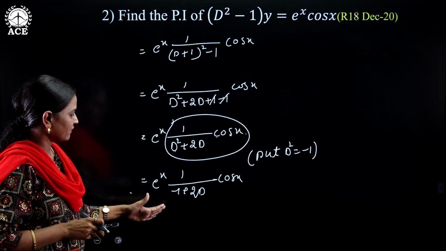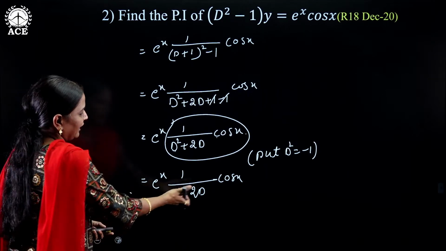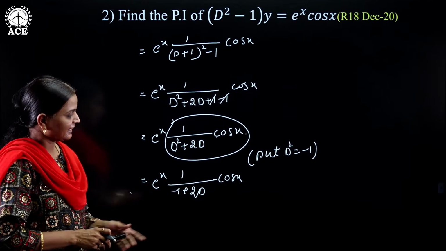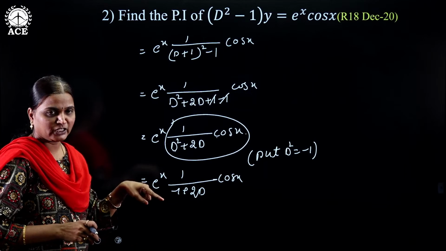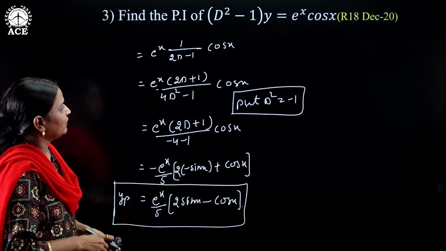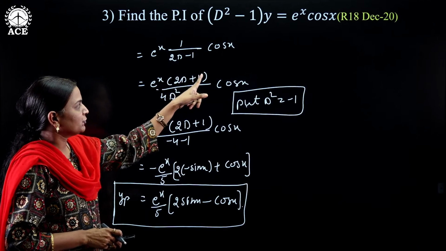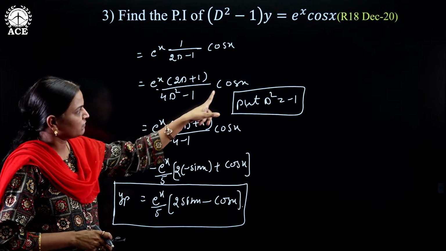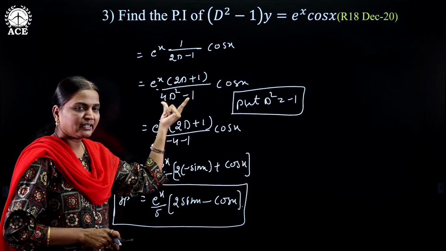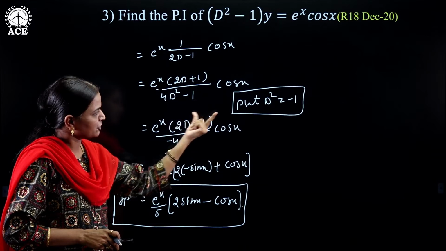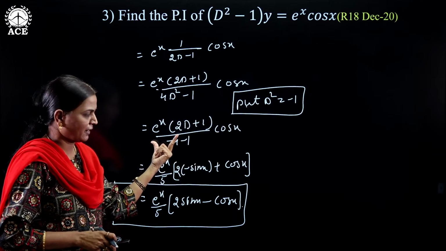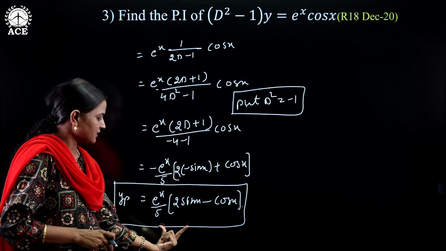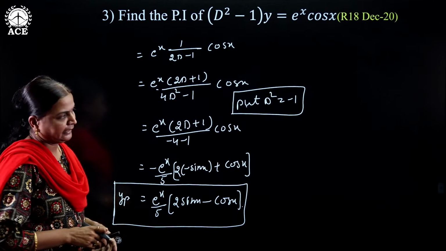If we substitute D square equal to minus 1, this is minus 1 plus 2D, but it contains D terms only. So therefore rationalize it. We get e power x into 2D plus 1 by 4D square minus 1 into cos x. When the denominator contains D square terms, substitute again. Put D square is equal to minus 1. Operate it. So this is the required particular integral.